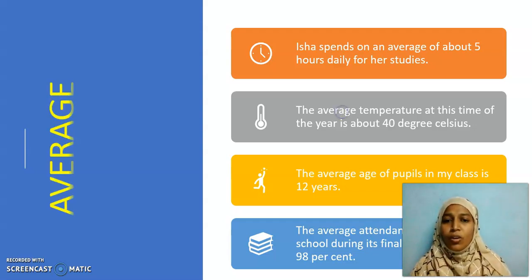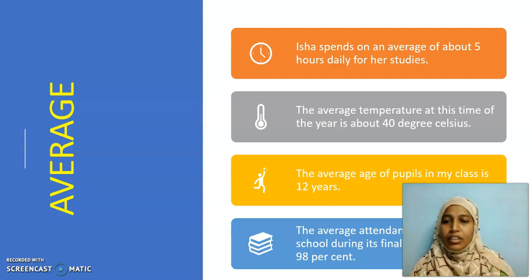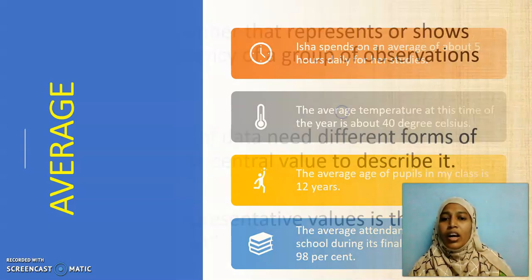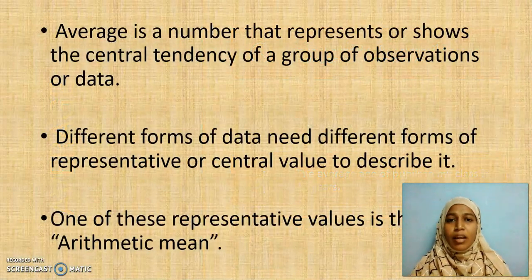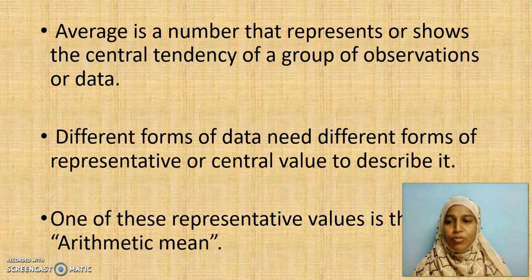So this average is a tool that we use to infer something from the collected data. Infer in the sense conclude or get an idea about the data, to say something about the collected data. Average is the number that represents or shows the central tendency of a group of observations or data. And different forms of data need different forms of representative.